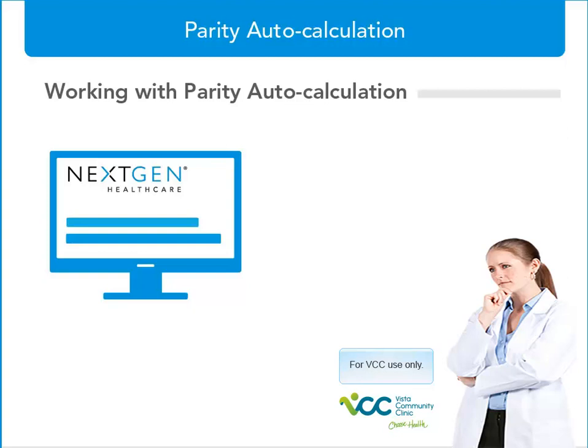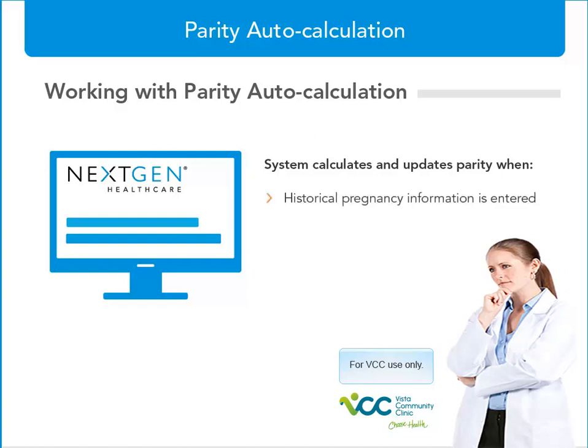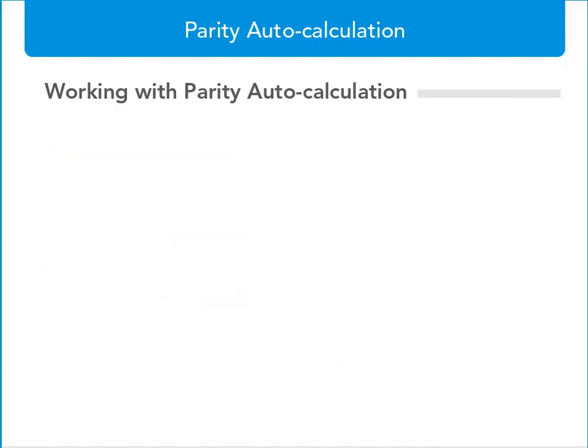NextGen Knowledge-Based Model version 8.3.11 provides your practice with the option to use Parity Auto-calculation, and you'll learn how to work with this feature here. When Parity Auto-calculation is enabled, the system will calculate and update a patient's parity in NextGen Ambulatory EHR when historical pregnancy information is entered or when a current pregnancy is ended.